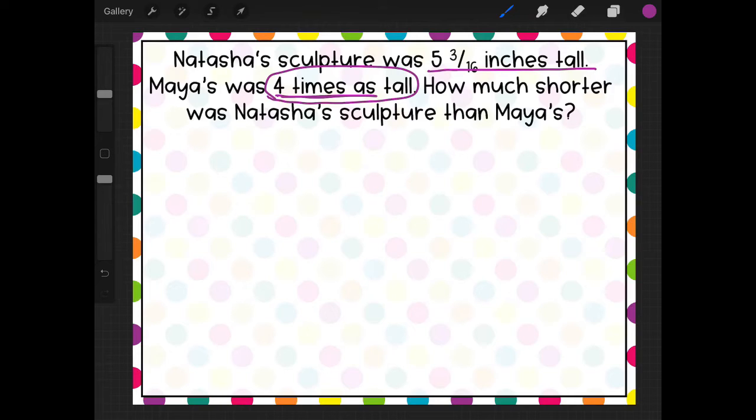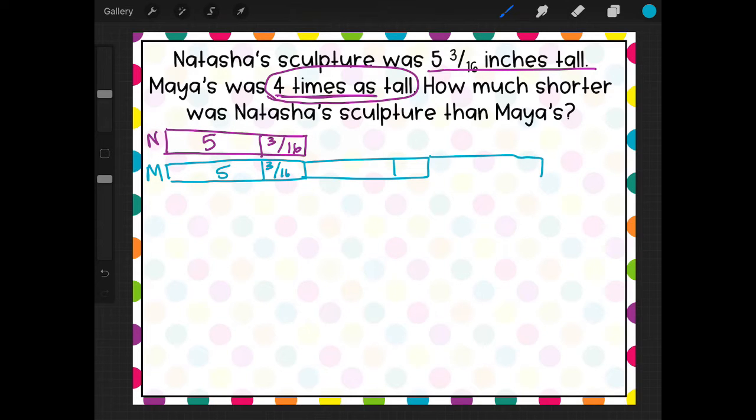So the next thing I'm going to do is draw a picture about what I already know. Once again, I'm going to draw a tape diagram representing Natasha's sculpture. We'll put an N right there. This chunk is going to represent 5, and this chunk is going to represent 3/16. Then I'm going to draw what I know about Maya's sculpture. I know that it was 4 times as tall, so I'm going to have to do this a couple of times. 1, that's 5 3/16.